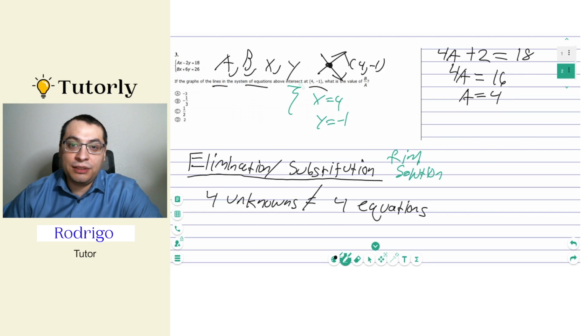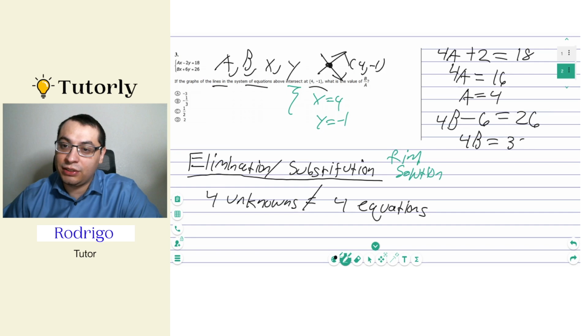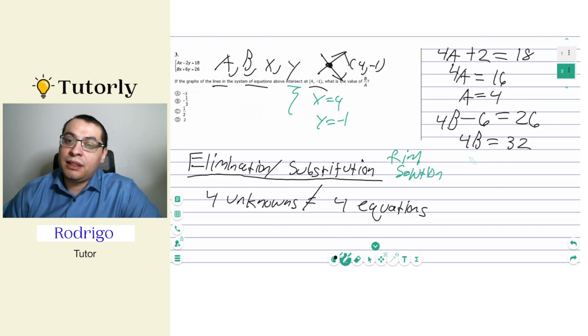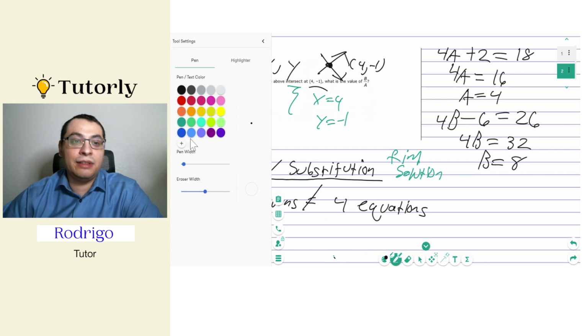Now for the second equation, you again use the same x and y value. So you get 4b when you plug in 4 for x. 6 times -1 gives you -6. So adding a negative number is the same as subtracting that number. So 4b minus 6 would be equal to the right-hand side of 26. Add 6 to both sides, you get 4b is equal to 32. Dividing by 4 on both sides gives you b is equal to 8, which allows us to get our final answer.